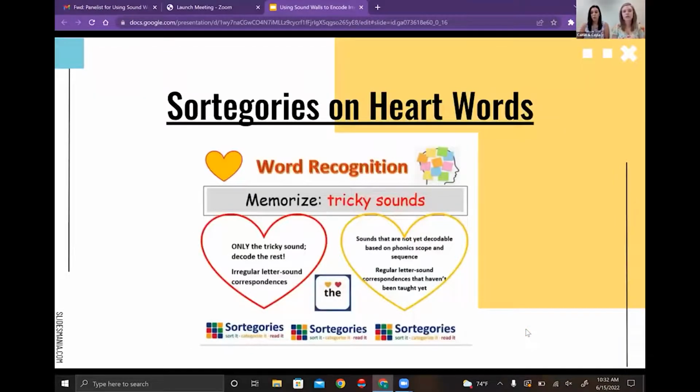So another great resource is Sortegories on Heart Words. And this is just one that you can find access to on our Padlet. And it's another great resource for mapping out those tricky words.